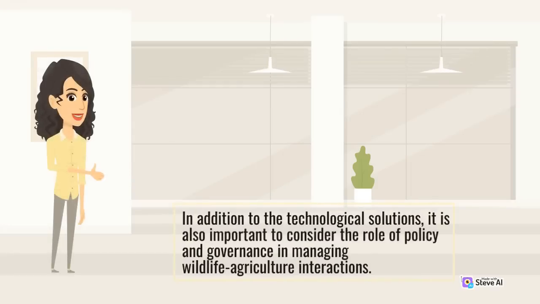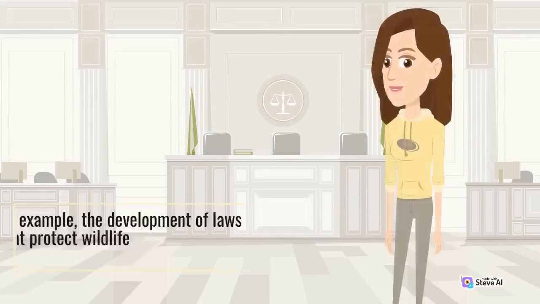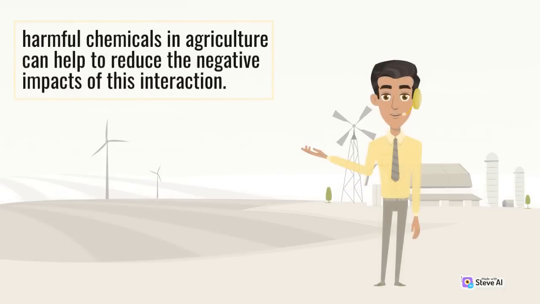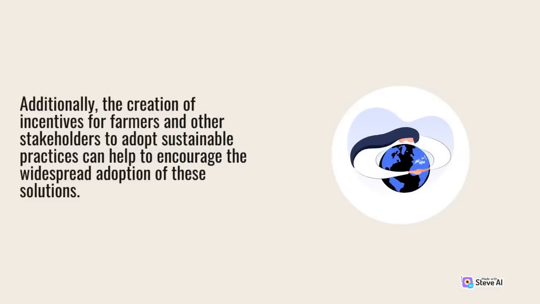In addition to the technological solutions, it is also important to consider the role of policy and governance in managing wildlife agriculture interactions. For example, the development of laws and regulations that protect wildlife habitats and restrict the use of harmful chemicals in agriculture can help to reduce the negative impacts of this interaction. Additionally, the creation of incentives for farmers and other stakeholders to adopt sustainable practices can help to encourage the widespread adoption of these solutions.